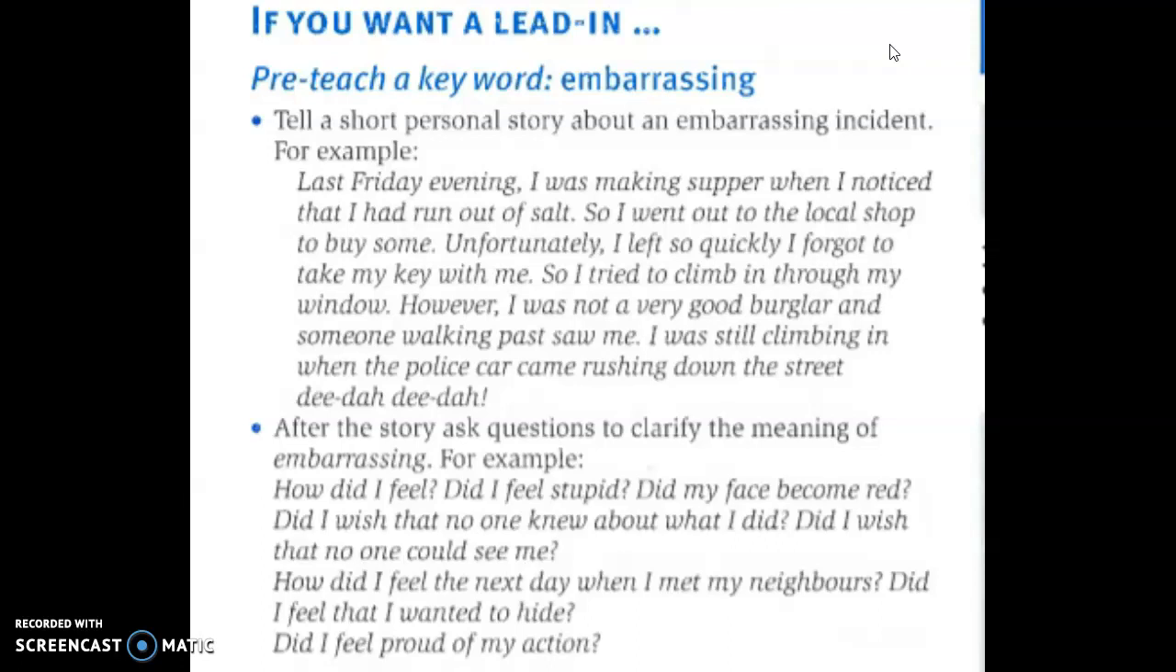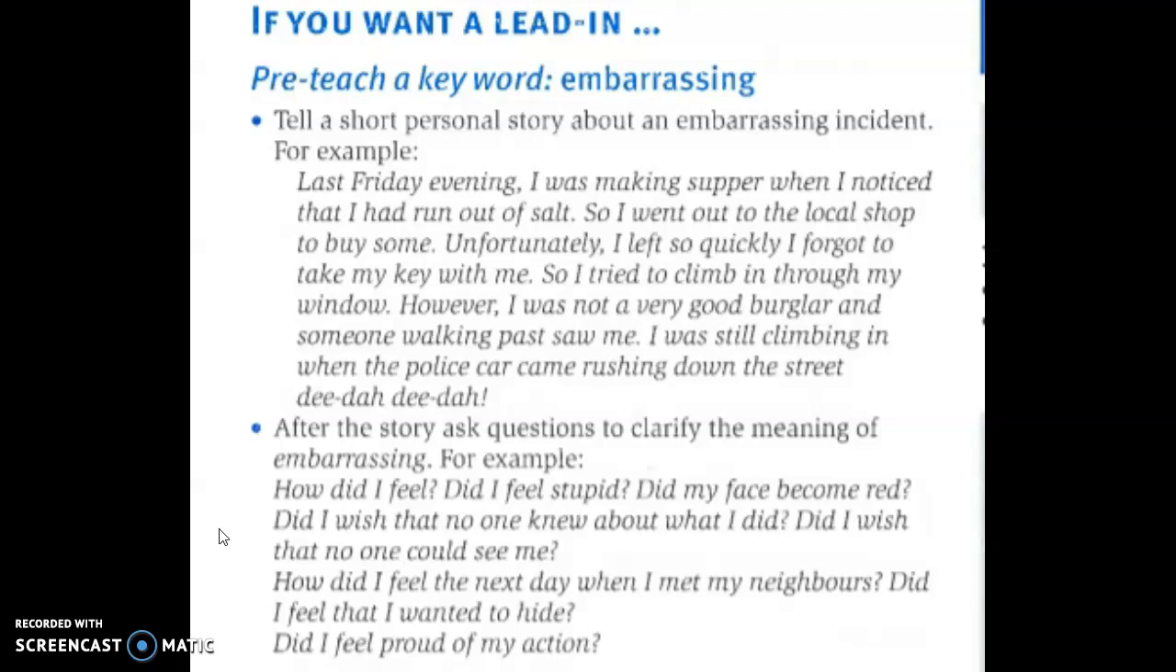So you can start off with a personal story, perhaps show a picture or a series of pictures about other people, whatever you think might elicit the word embarrassing. And then down here, they've actually got some really good questions to check that they understand the meaning. So concept checking questions, really leading the students to fully understand the concept of the word.